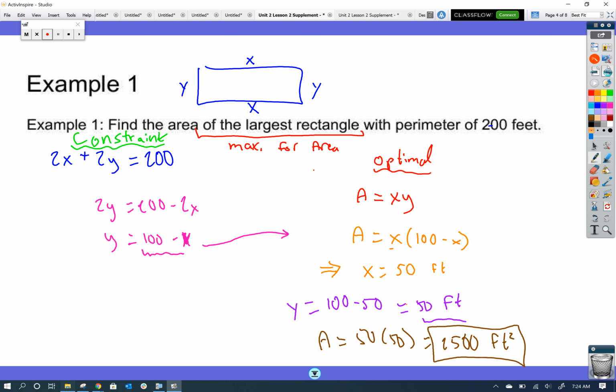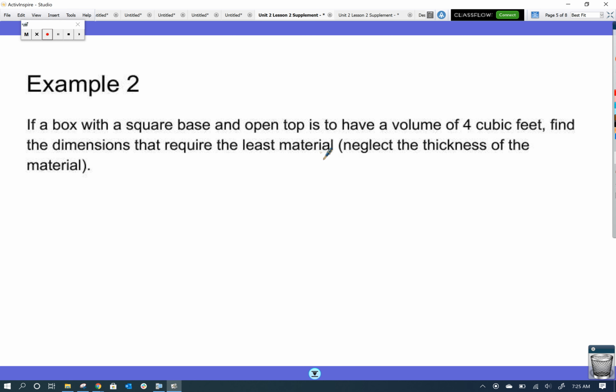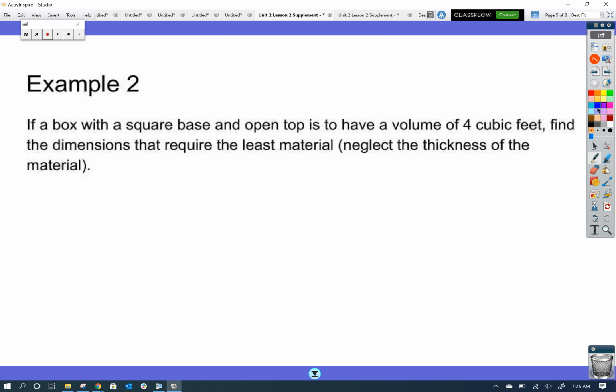All right, so for this second one here, it says if a box with a square base and an open top is to have a volume of 4 cubic feet, find the dimensions that require the least material. And we're going to neglect the thickness of the material just to make the problem a little bit easier. Okay, so this is a lot. So you know what, let's start by drawing a picture here. I'm going to draw a square base.